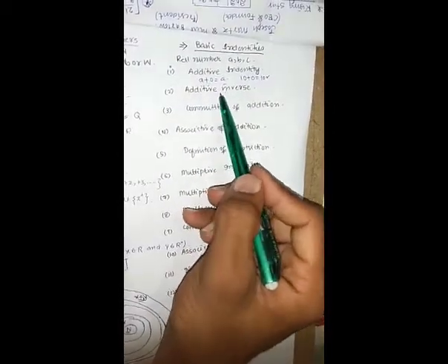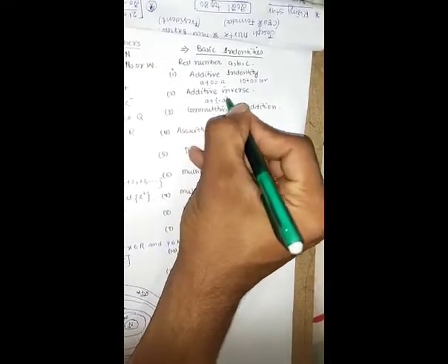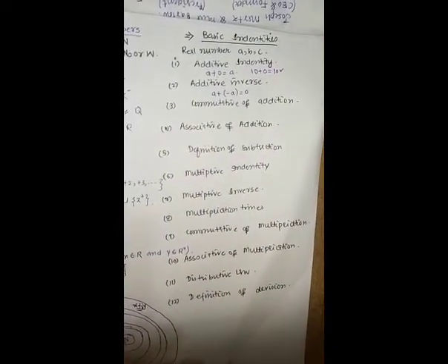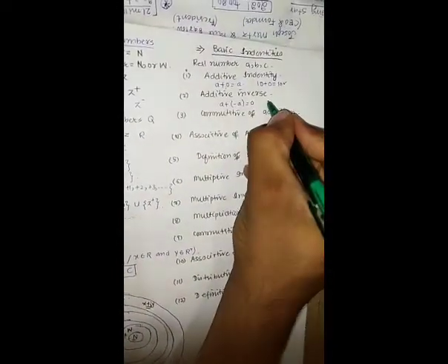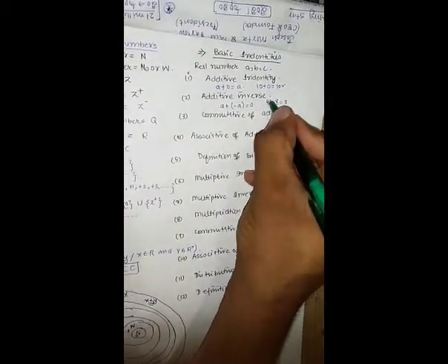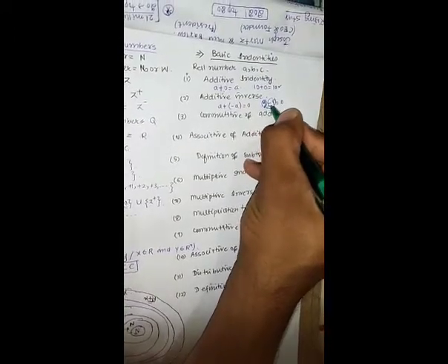And what is called the additive inverse? When we add the opposite of a number to itself, the result will become 0. Any two numbers, when they are added and the result becomes 0, are called the additive inverse of each other. Okay, when I add 9 to minus 9, the result will become 0. So minus 9 is the additive inverse of 9, or 9 is the additive inverse of minus 9.